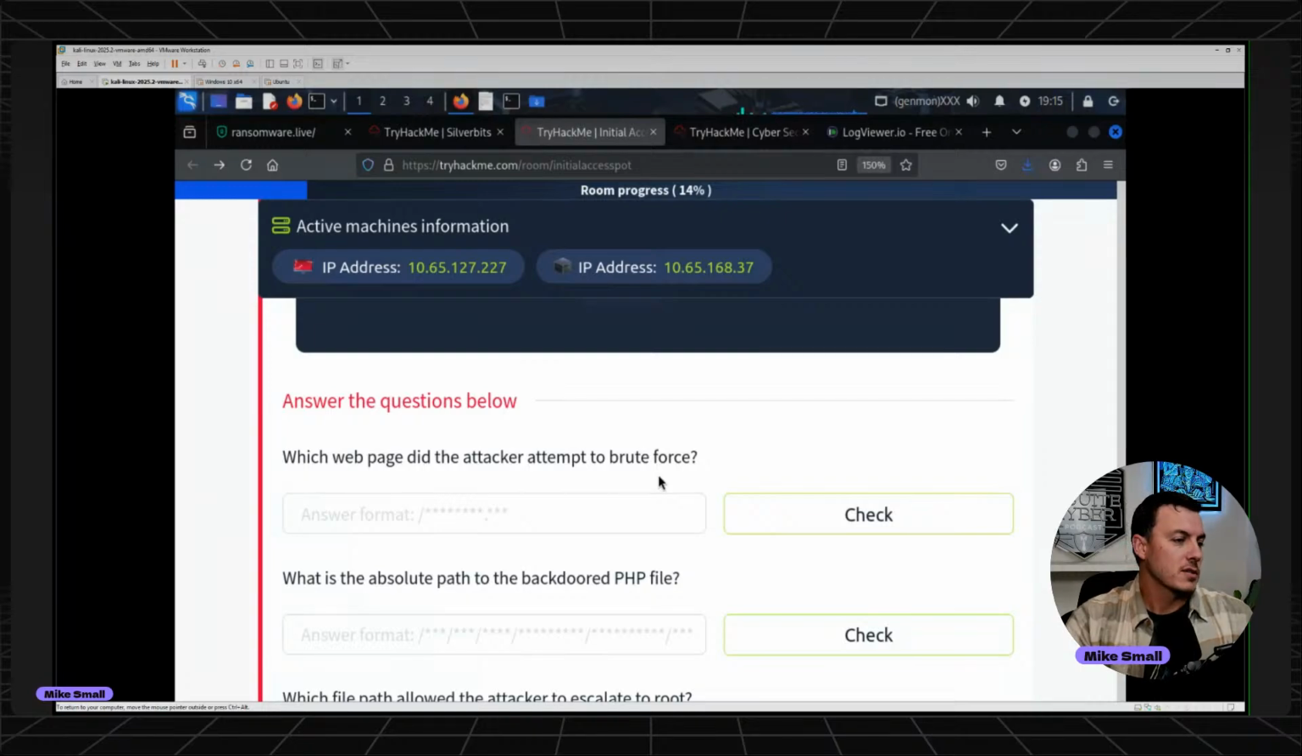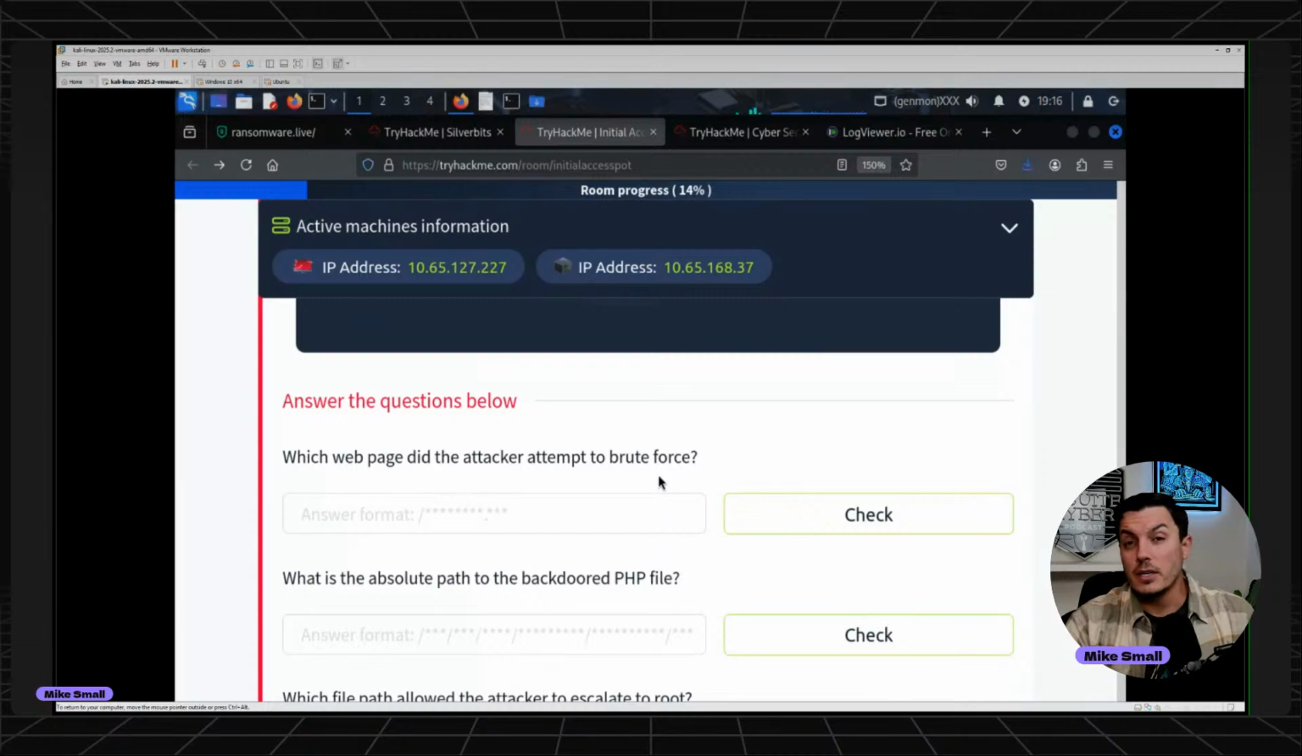So for instance, which web page did the attacker attempt to brute force? Well, in most organizations, we may look at a WAF. That's pretty common, where you'd be able to see the traffic, but there are other places as well to find that. So there are going to be specific web application logs on the local host. So we are SSH'd into the web server itself, so there should be web application logs there.